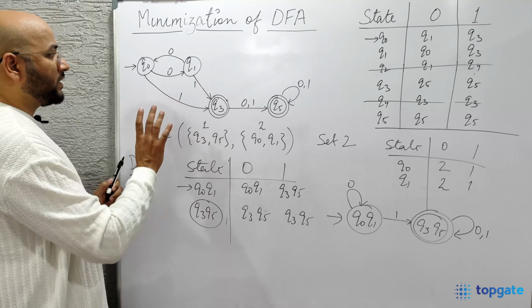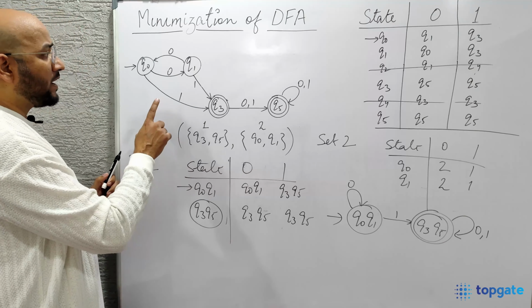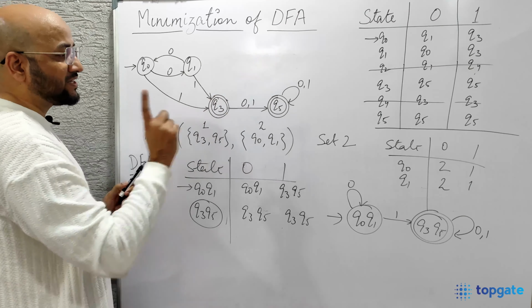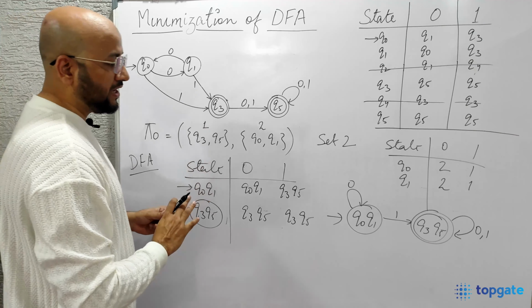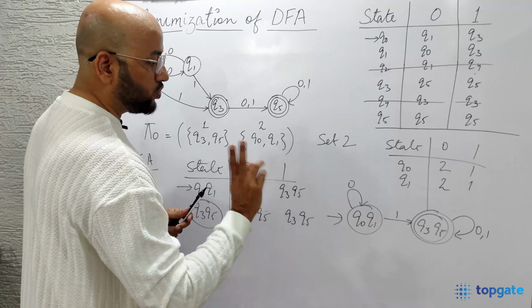In the main DFA that was not minimized, there were 6 states. And now in the minimized DFA, you can see that we have only 2 states.